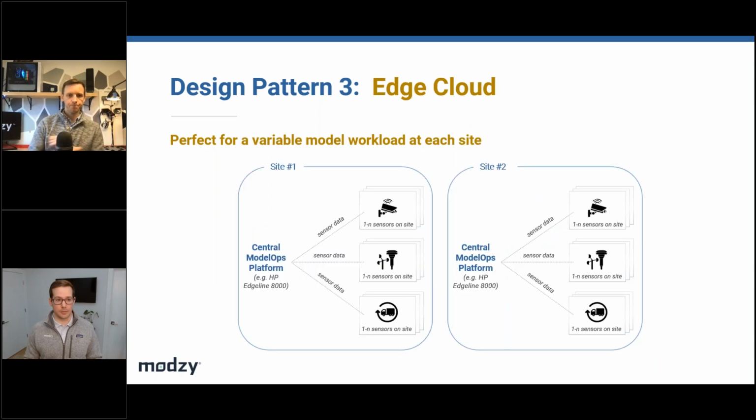Yeah, absolutely. Great examples. Moving on, the third of 4 design patterns we'll talk about is something that we call edge cloud. This is great when you may have several sites where the model workload at each site varies significantly. And so instead of just deploying your machine learning models to that edge server, now what we're proposing is deploying your entire ModelOps platform onto that edge server. So imagine you deploy your entire platform to the factory.